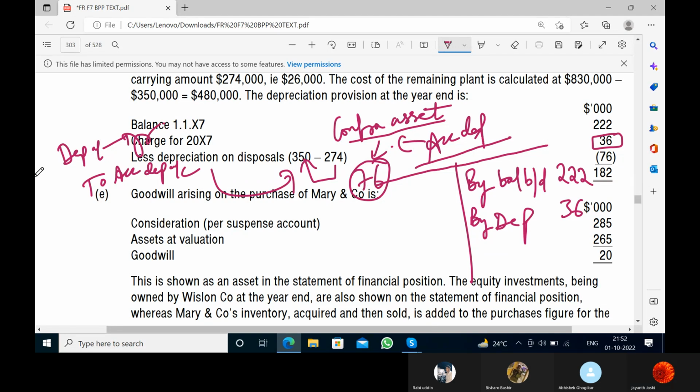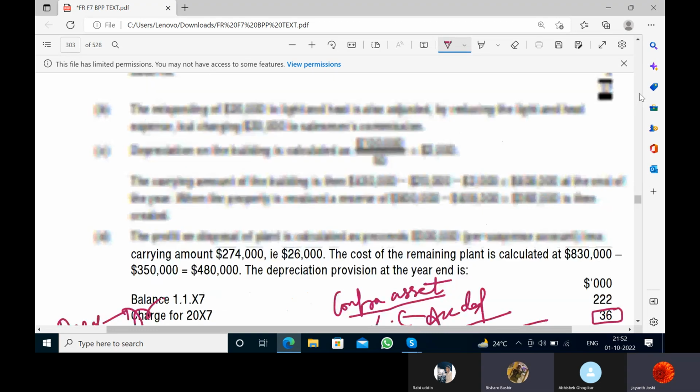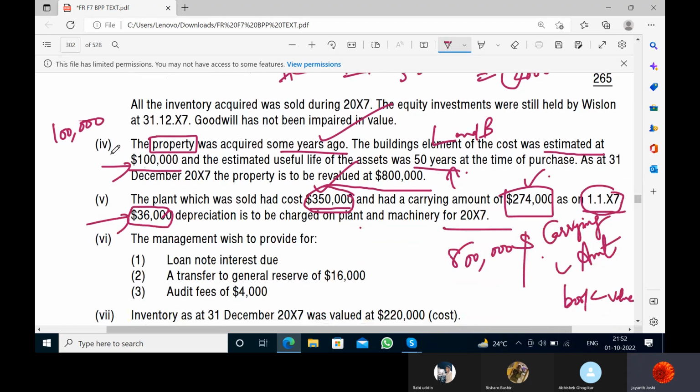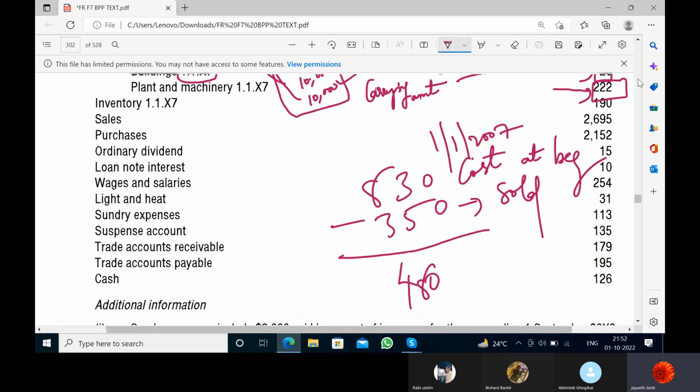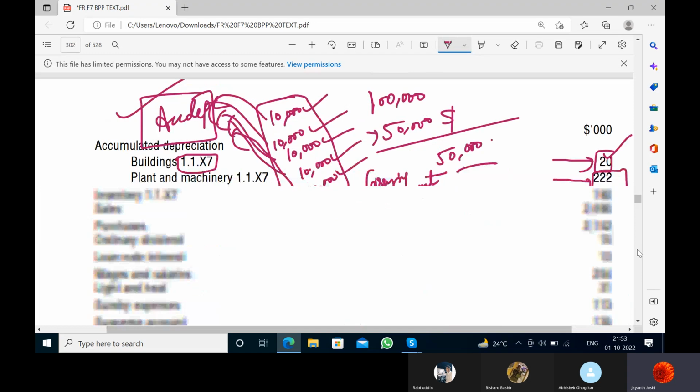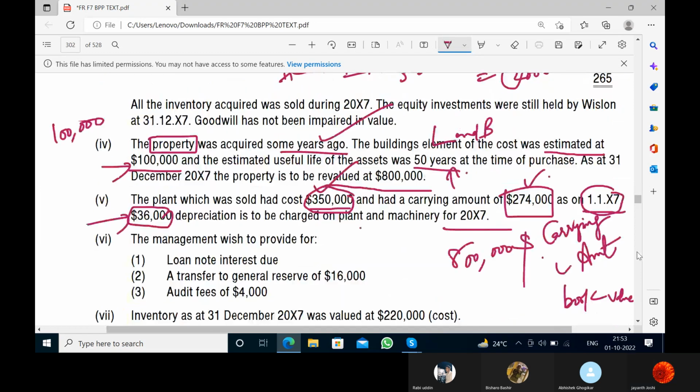How much? 76, of course. Correct or wrong? Yes, sir, please understand the things very clearly. Here we are speaking about plant. They have given the balance of the plant and machinery. So plant and machinery are two things. Please understand, and here they have only said about plant.